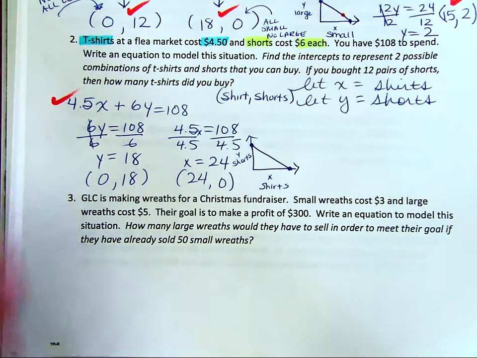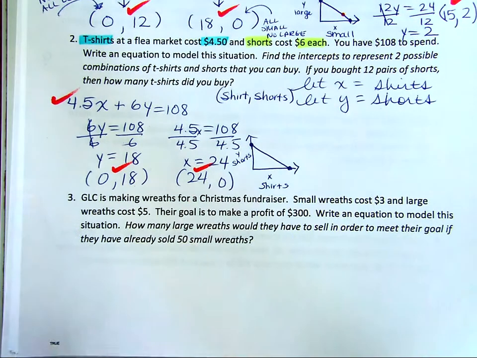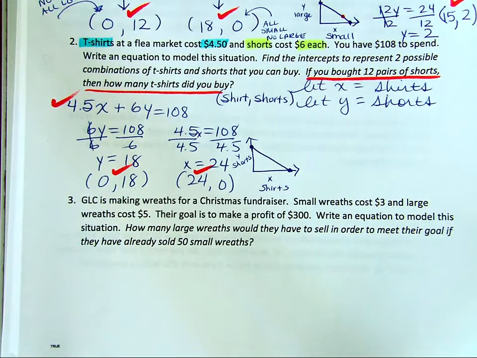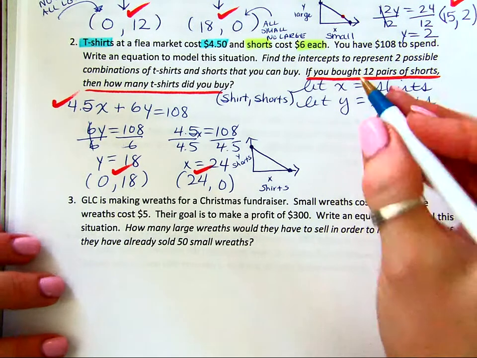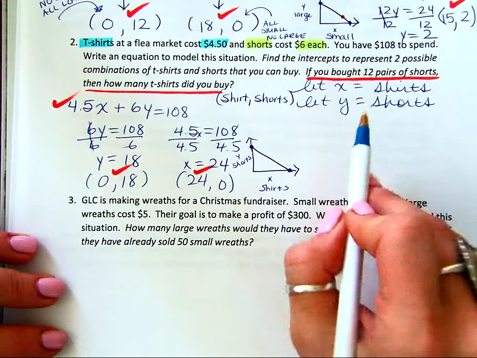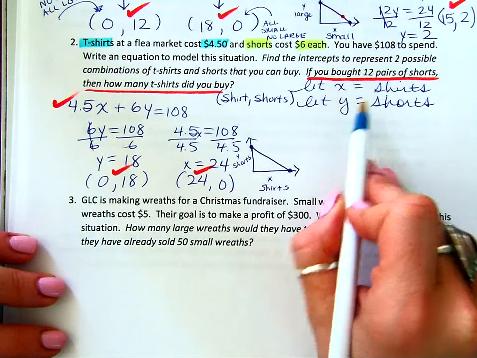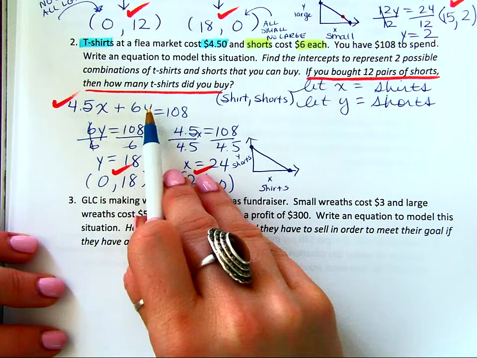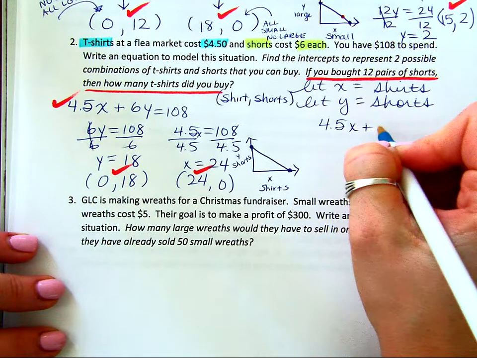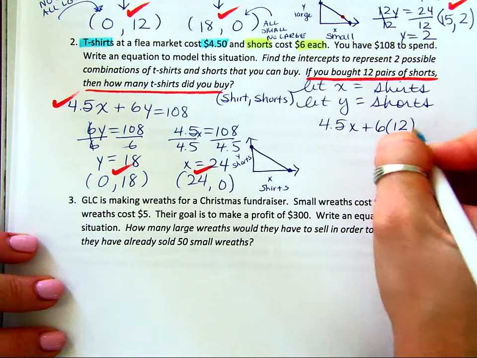And now all I have to do is answer the question to find my third, right? And the question is, if you buy 12 pairs of shorts, how many shirts did you buy, if you spent all of your money, exactly $108, and didn't go over or under. So now you know that 12 is your x or y? Y. So you put it in there. So you have 4.5x plus 6 times your shorts equals 108. And I think you guys got it from here.